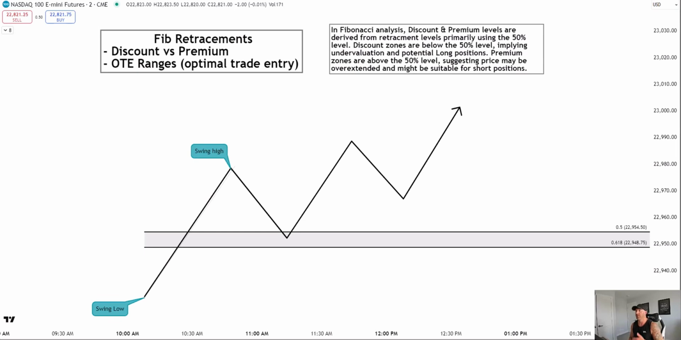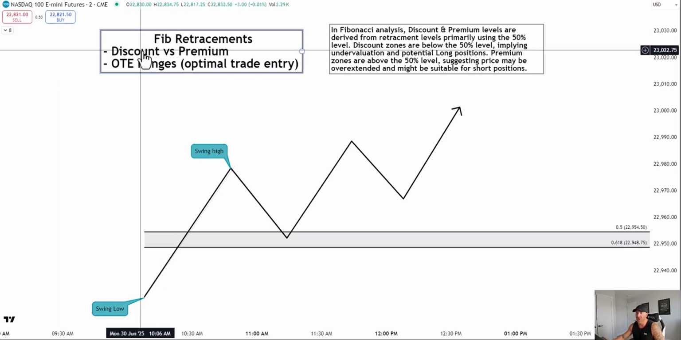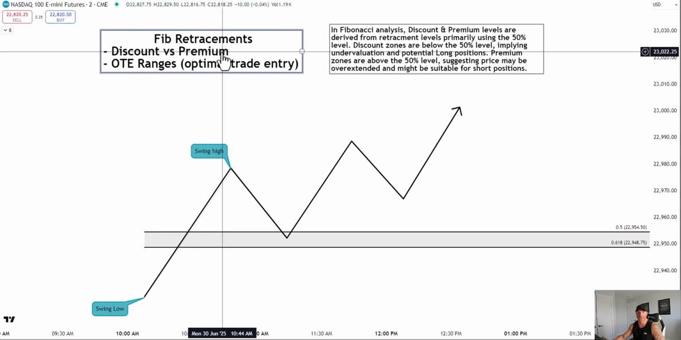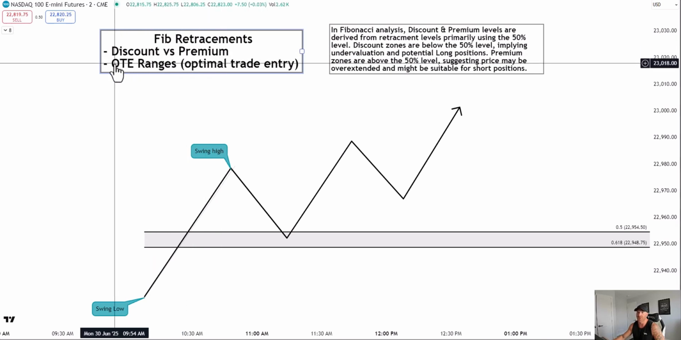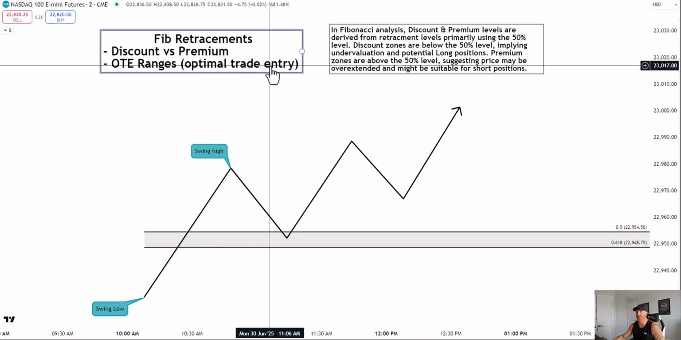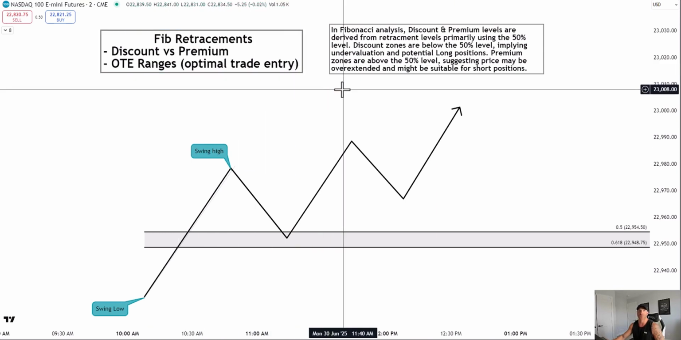Okay guys, we're going to go over discount and premium, and these are our Fib retracements or Fibonacci retracements. So Fibonacci retracements, they give us a discount or premium range to buy or sell in. It's also known as OTE ranges, optimal trade entry. And they say optimal trade entry because it's the best place to take an entry when we have a retracement.